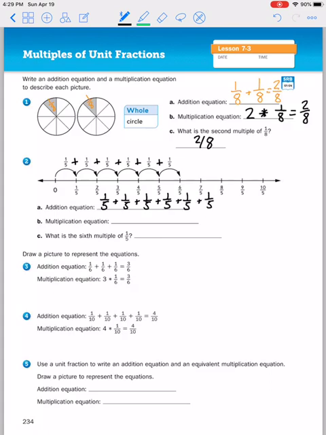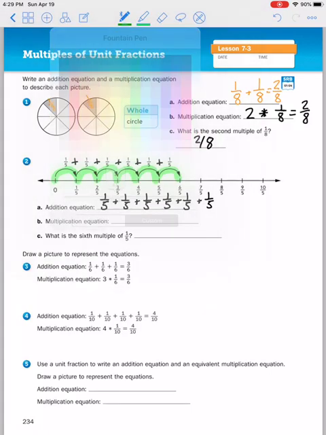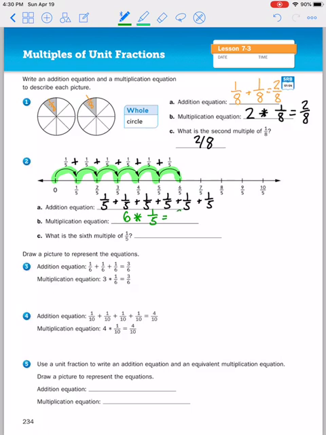And how many times did I add 1/5? I added it 6 times. And I know this because you can count: 1, 2, 3, 4, 5, 6 hops on that number line. So you can do 6 times the unit fraction, which is 1/5, would give you 6/5. Same if you added all of these up, you notice that you landed on 6/5 on that number line.